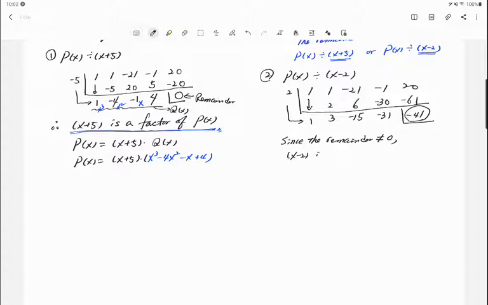x minus 2 is not a factor. Not a factor of the polynomial. Okay, can you see it? All right.